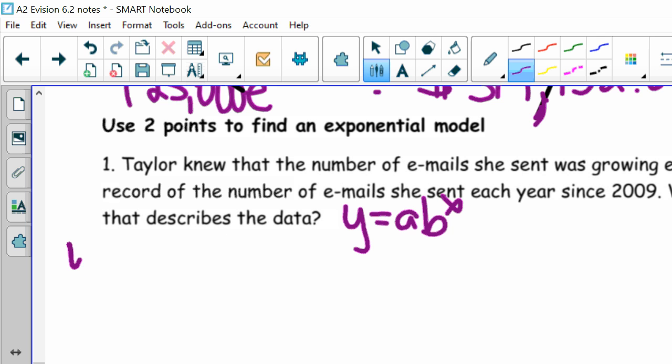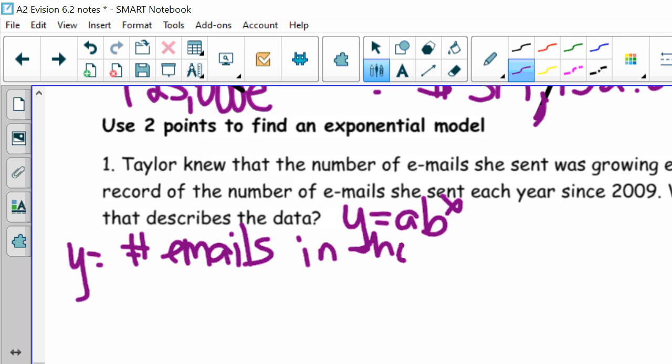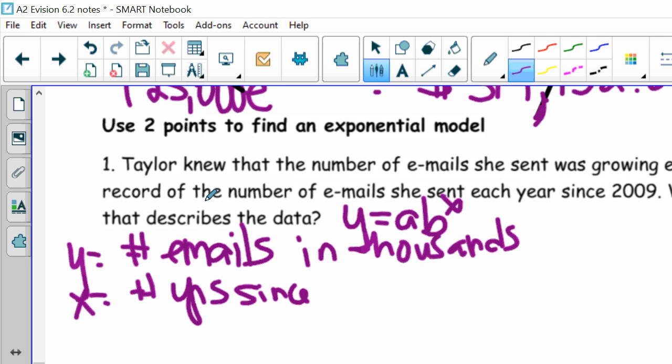We know that y is the number of emails, the end result. And we're going to say in thousands, so we don't have to put huge numbers in our equation. X is going to be the number of years since the beginning, since when she first started, 2009. So we look at the data over here. They show me in 2016, she sent 1,400 emails. In 2015, 1,000 emails.